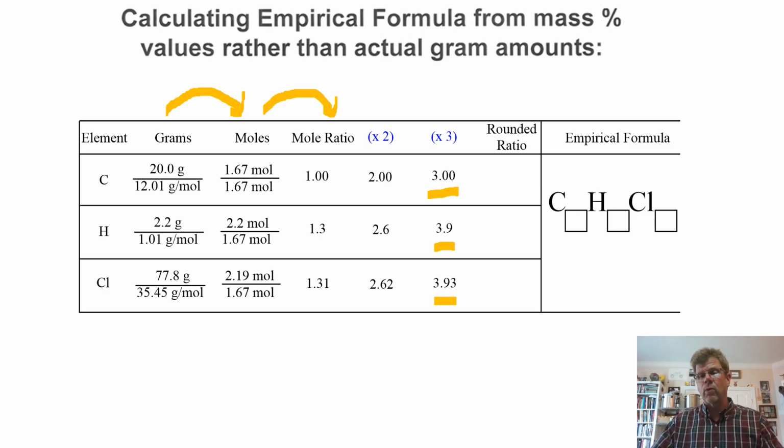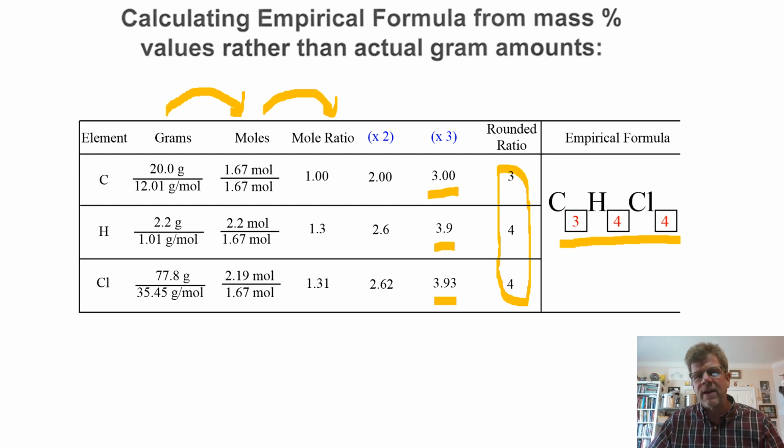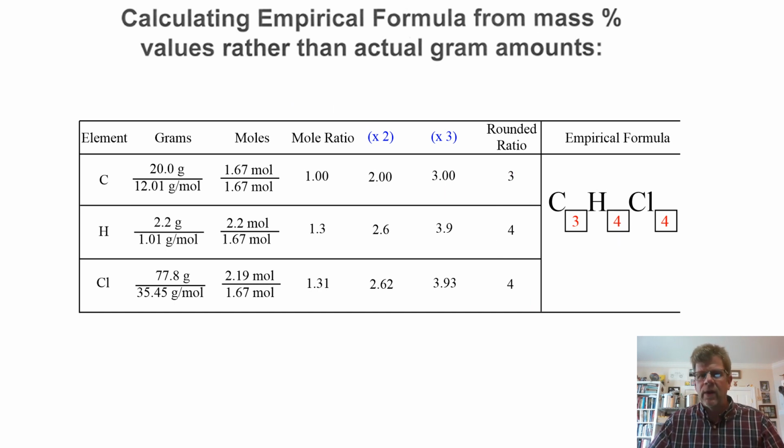3.93 is even closer, well within that 0.1 threshold. So now each of these can be rounded up. We rounded up to 3, 4, and 4. And notice when I did that, that plunked our numbers right into those boxes that are going to act as our subscripts in our empirical formula. So our empirical formula comes out as C3H4Cl4.